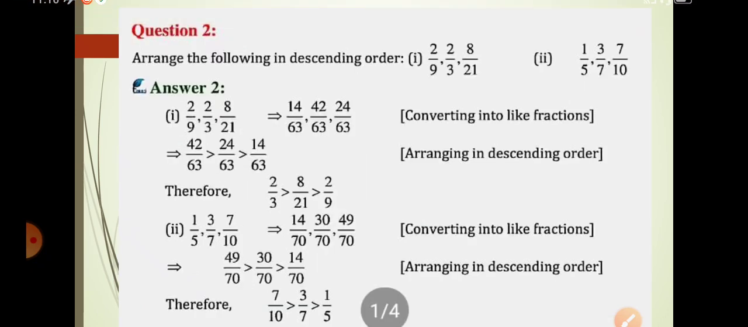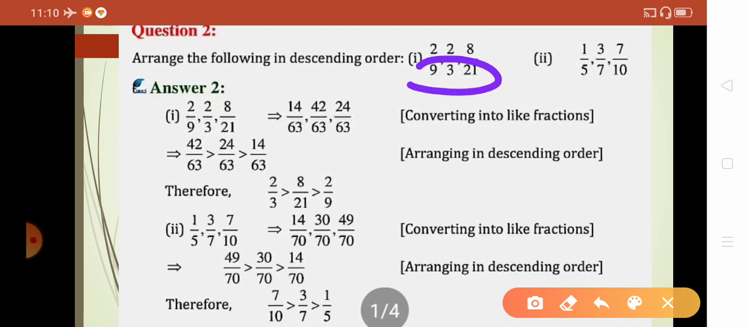The next question is, arrange the following in descending order. To arrange the given fractions in either ascending or descending order, first of all you have to convert these into like fractions. So what are like fractions? The fractions in which the denominator is equal. So here we have to make the denominator equal.